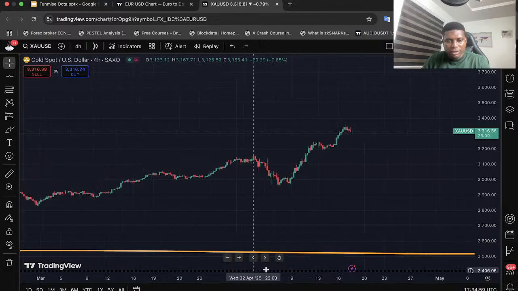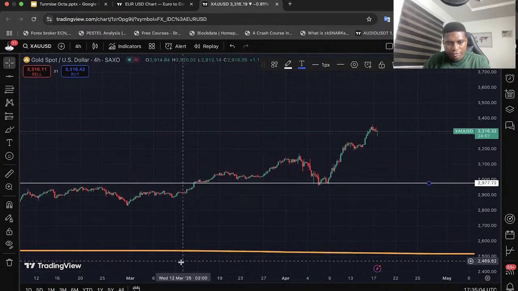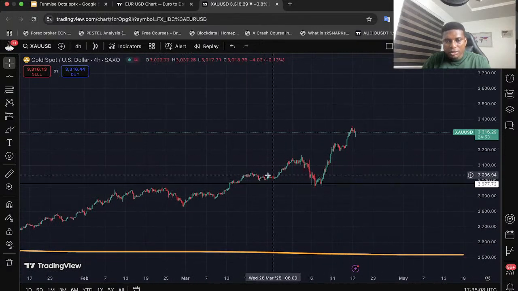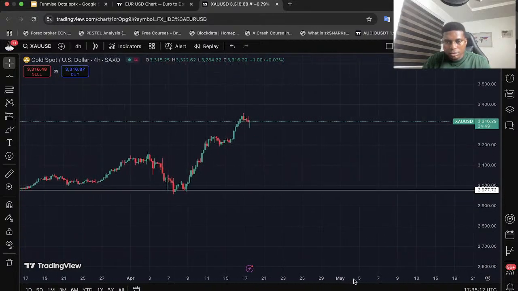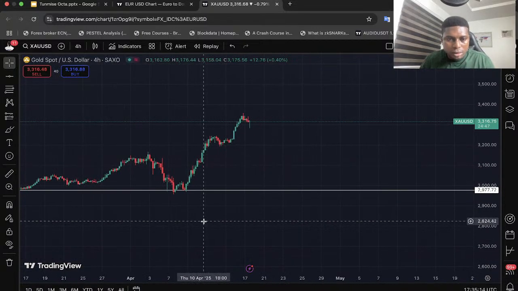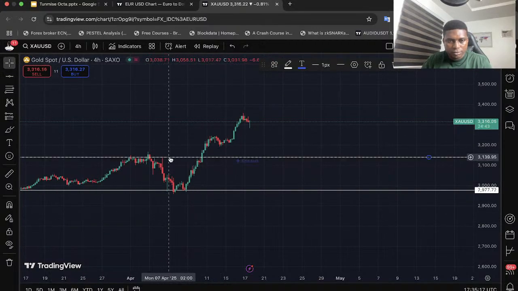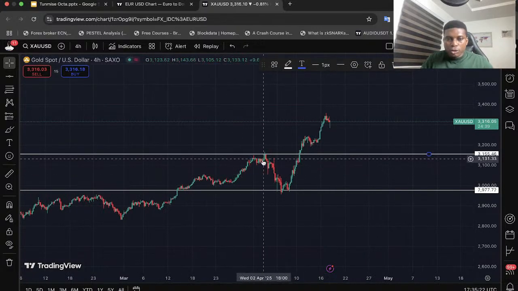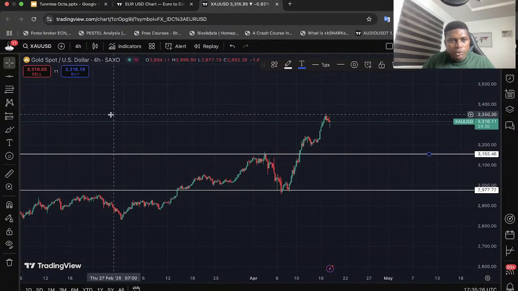All right, so we can see here. Okay, so we see the gold market here now. Okay, so we can see good. So we can see that we have a good pattern to watch at this level.